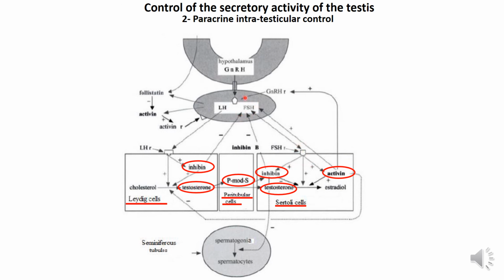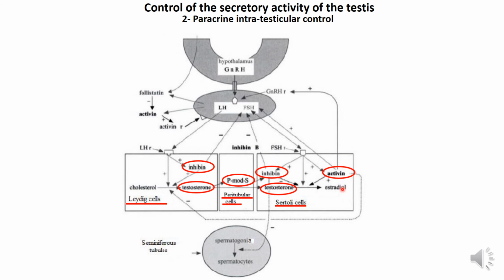Now, under the action of FSH, we said that the FSH is also produced by the anterior hypophysis under the action of GnRH, and since the Sertoli cells have receptors for this FSH, the FSH can stimulate in the Sertoli cells the production of inhibin and activin, where the inhibin can exert negative feedback on the production of FSH by the anterior pituitary gland, and the activin, at the opposite of the inhibin, will exert a positive feedback on the production of FSH by the anterior pituitary gland.